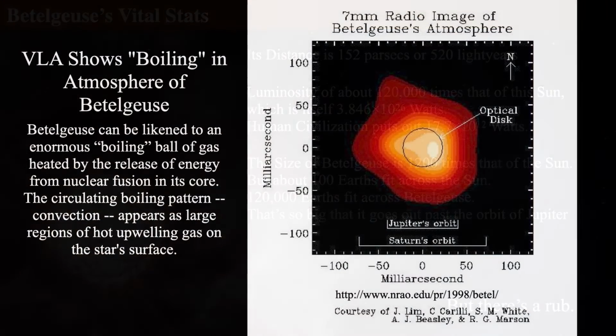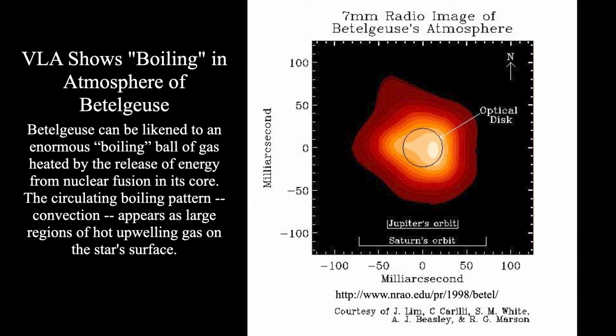All right, so let's take some interesting looks. This is a 7 millimeter radio image taken with the Very Large Array down at NRAO, and it was taken in 1998 by Lim, Carilli, White, Beasley, and Marson. And they found that the optical disk of Betelgeuse is this roundish sort of thing in there. But the glow that we see here is radio emission, radio emission from Betelgeuse's very diffuse atmosphere. We see that Jupiter's orbit would easily fit inside of this atmosphere of Betelgeuse, and so Jupiter would slowly spiral in. And we see another thing about Betelgeuse, it's not a spherical star. So people thought, wow, that's really interesting, 1998.